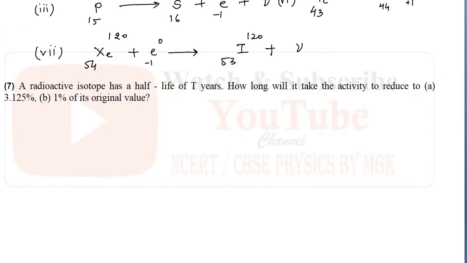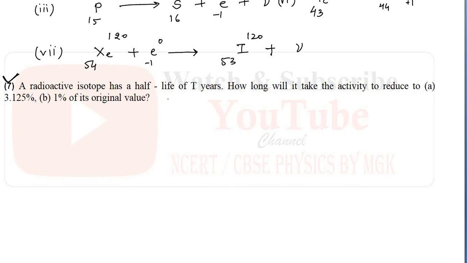Now in reaction number 7, xenon 54 120 captures an electron. After capturing the electron, it makes iodine, atomic number 53, atomic mass 120, along with which it emits a neutrino. Now our next numerical, number 7.